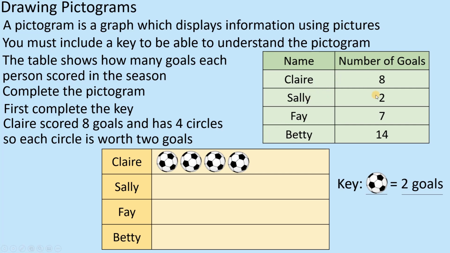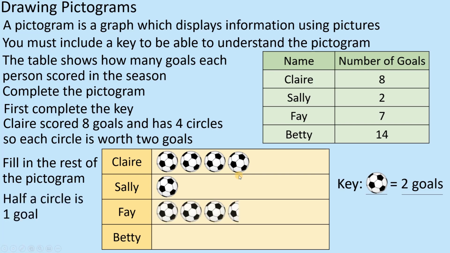So if Sally scores 2 goals, then we need 1 football here. If Faye scored 7 goals, what do you expect here? Well, I'm going to have 1, 2, 3 full footballs, which will give me 6, and half a football will give me 1 more. So 3.5 footballs. 2, 4, 6, and of course half of 2 there, so it's going to be 7. For 14, again, because each represents 2, I need 7 footballs. So 1, 2, 3, 4, 5, 6, 7 should just fit. Well, there you go.